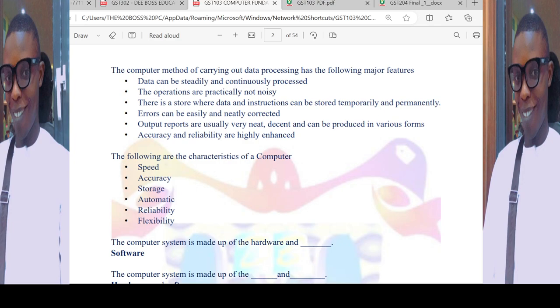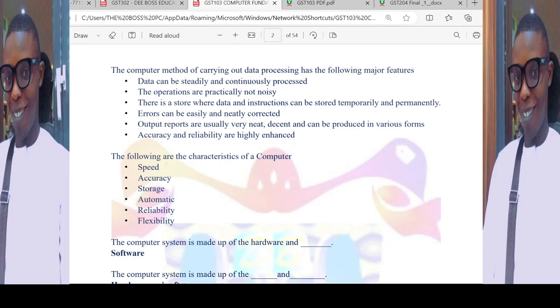You can save permanently, you can save temporarily. Errors can be easily and neatly corrected. All right. When there is a mistake, when I was working on it, I was typing it out. At some point, I will check what I've done, look at how it was arranged. I'll feel like, I don't really like how it's looking. And I have strength and time to do the correction. I'll quickly do it. And by the time you are done, it looks neat.